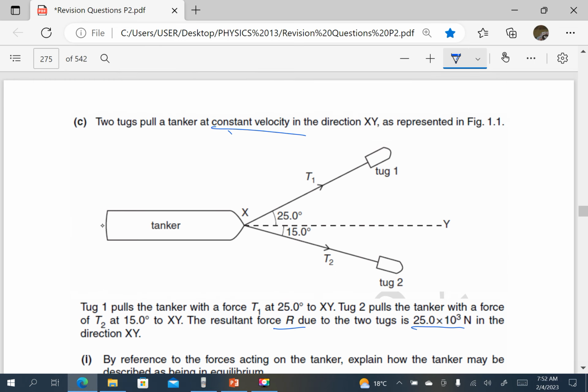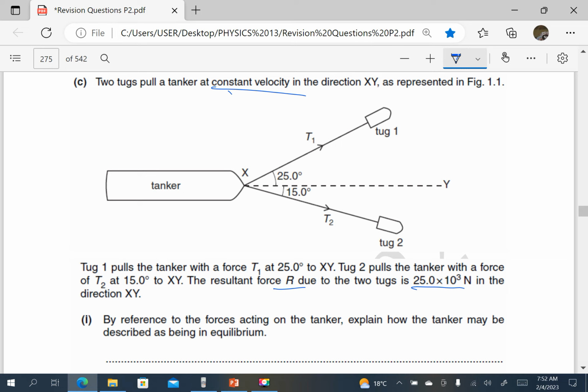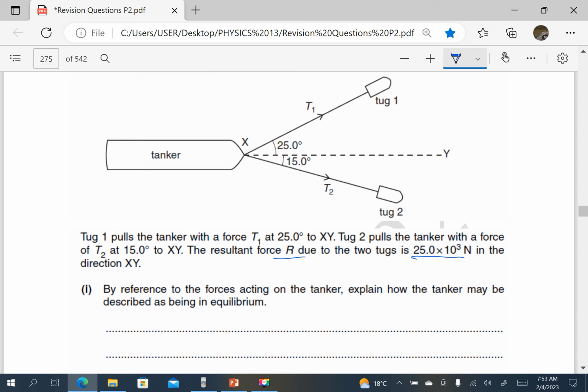By reference to the forces acting on the tanker, explain how the tanker may be described as being in equilibrium. It is moving at a constant velocity, so the forces must be balanced. Actually, maybe there is going to be friction here, because we don't see any other force that will balance T1 and T2 in the horizontal.